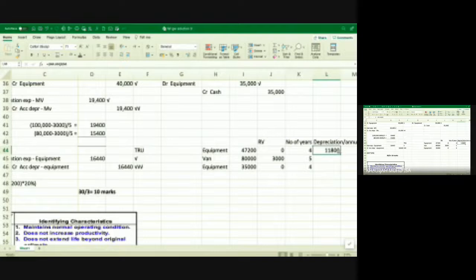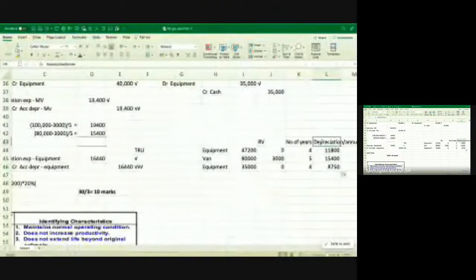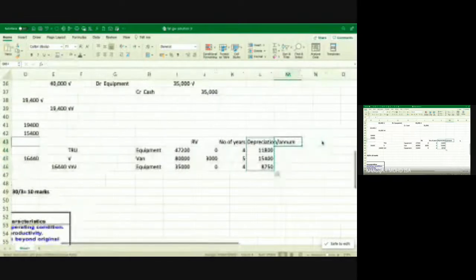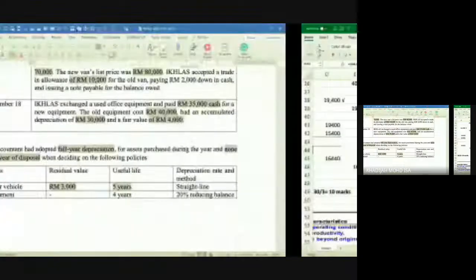Using the same formula. Salah. Equipment is, motor vehicle is straight line. This one is reducing balance, 20%. So how do you do that? Times by 20% je lah kan? Tapi kalau 20%, kenapa number of years is 4?